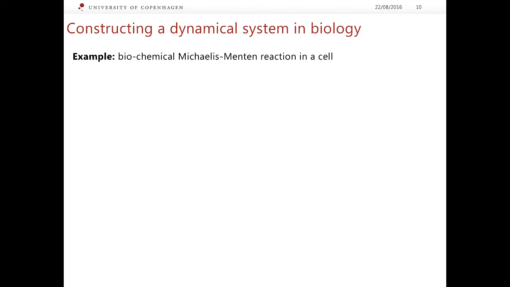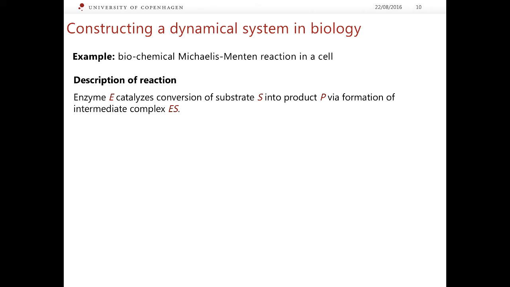Consider a very particular example of a biochemical Michaelis-Menten reaction occurring in a certain cell. What is this reaction about? In this reaction, 3 substances are involved whose quantities vary throughout their reaction.